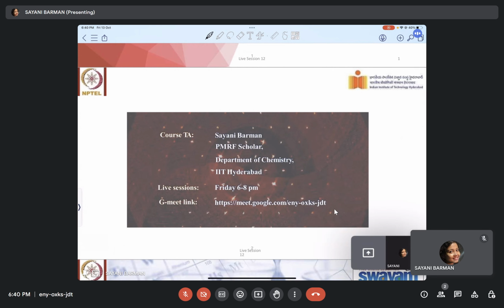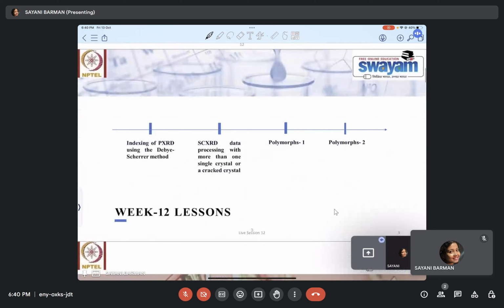So let's start today's session. In week 12, Sir taught how to index the PXRD peaks using the Debye-Scherrer method, and how to process the raw data we get from the single crystal X-ray diffraction machine to detect a single crystal or a cracked crystal. And then Sir taught what polymorphs are, how they are characterized, how they are distinguished, etc.